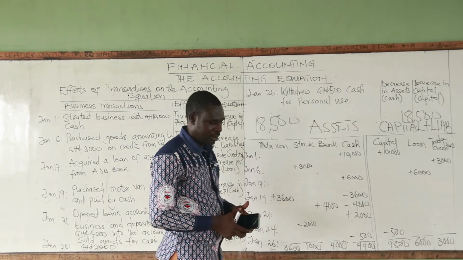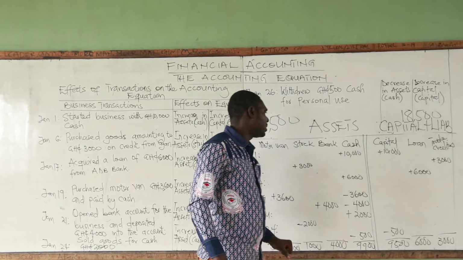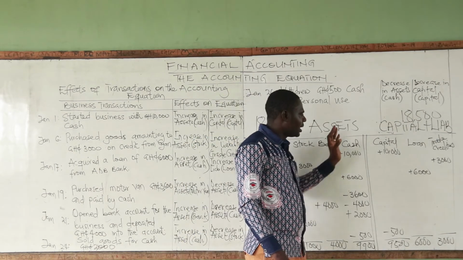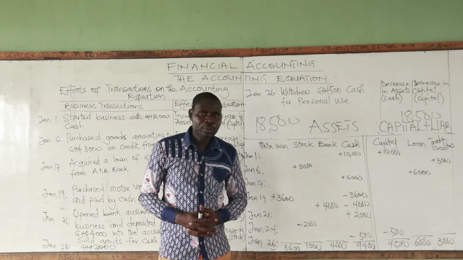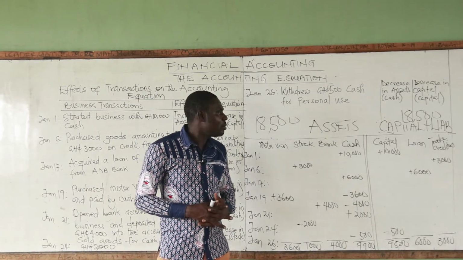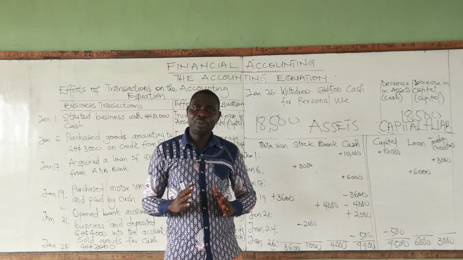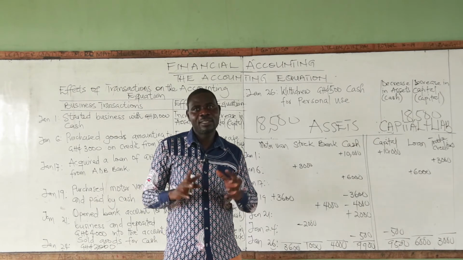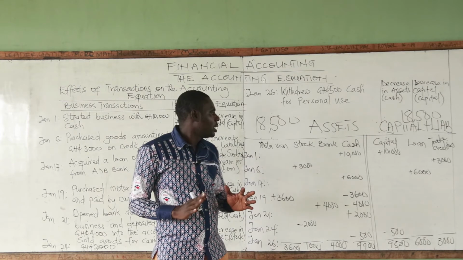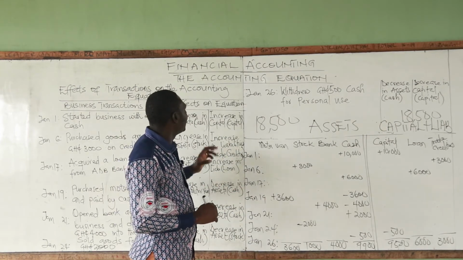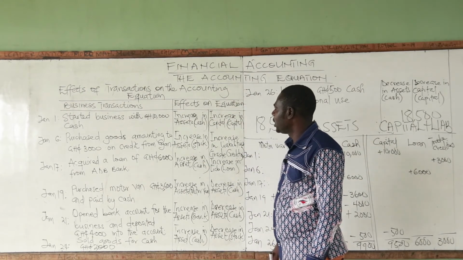Okay, so we can see that assets is equal to capital plus liability. 18,500, 18,500. Okay, so that is how the financial position of the business, known as balance sheet, looks like. Okay, and so here we have been able to look at the effects of business transactions on the accounting equation.